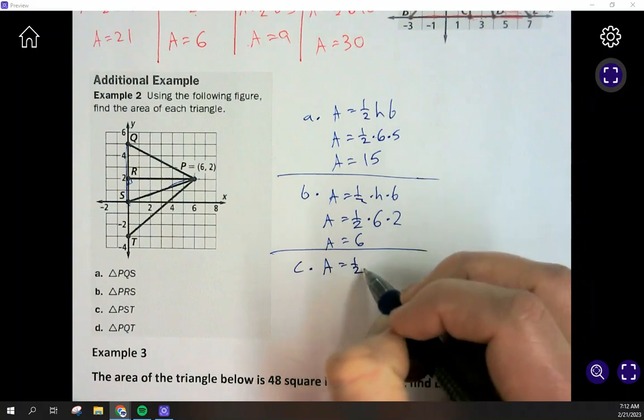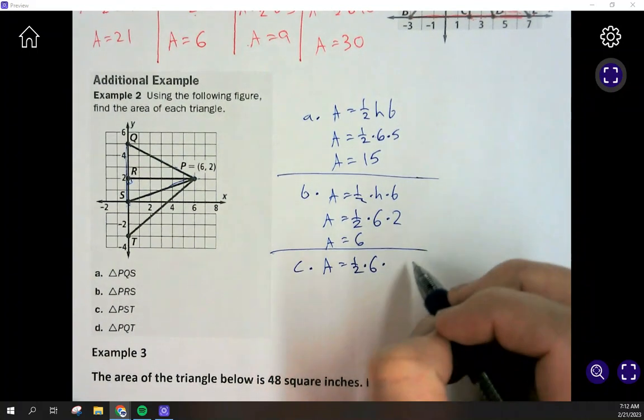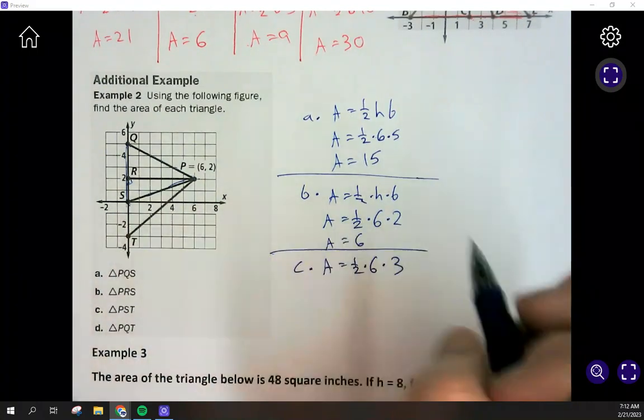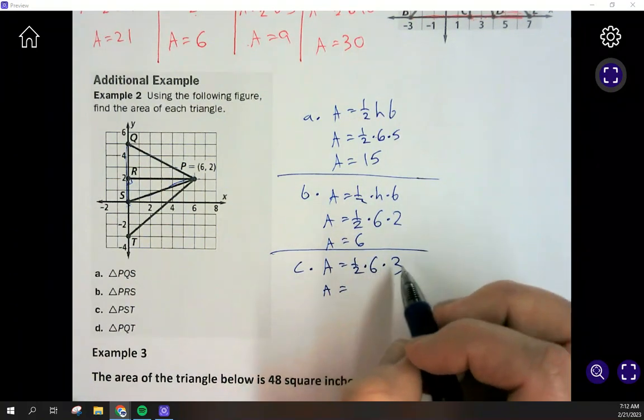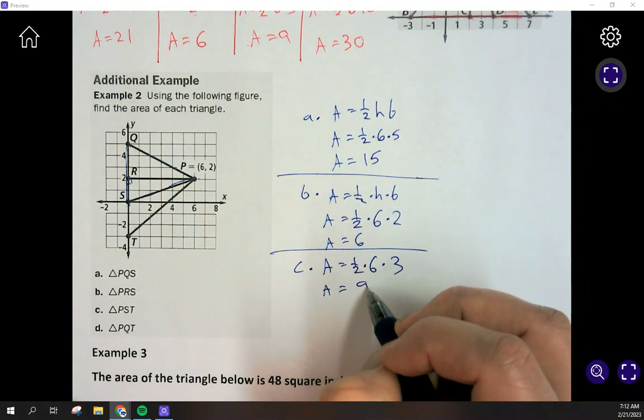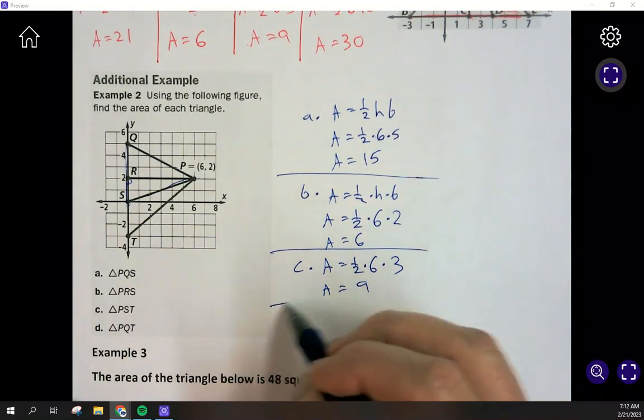So it's 1/2. We'll use 6 as the height. 3 from S to T is the base. Half of 6 is 3. 3 times 3 is 9.